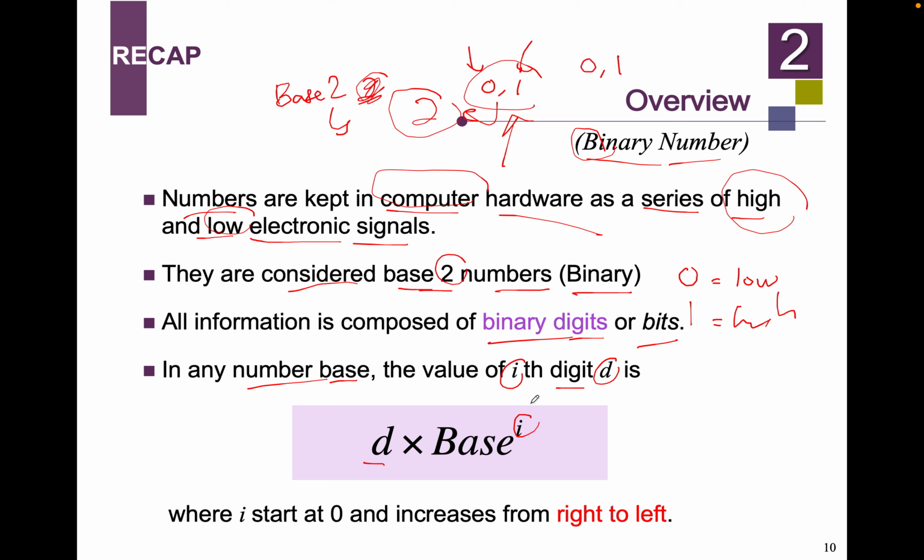So let's say we have an example. We have 7 in our numbering system. We know this is the value 7. And our normal day-to-day numbering system is base 10, or decimal. So that's why we know this is 7, but in terms of representation, it's going to be D times 10 to the power of 0 first. Why? Later on, I will share again. Then this value will be 1, so you get the value of 7.